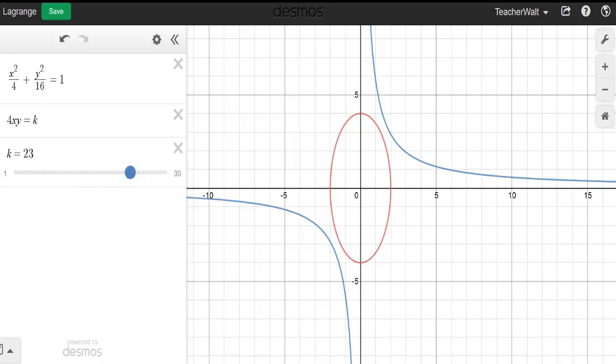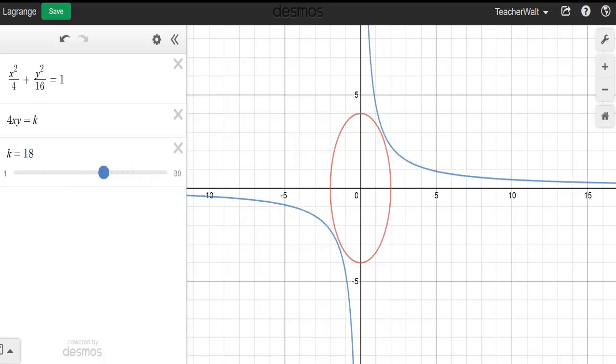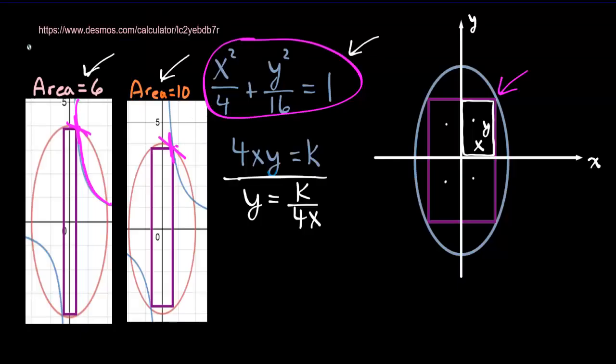So we have to move it back. We have to go back until we're right there at the intersection. Maybe there. I'm just eyeballing it. But here, notice we've got an area of 16, and it looks like the tangent of the ellipse and the tangent of the hyperbola are the same. That's what it looks like. And in fact, if the tangent vectors are parallel, then the normal vectors must also be parallel. So that gives us some insight into how we're going to use what's called Lagrange multipliers.